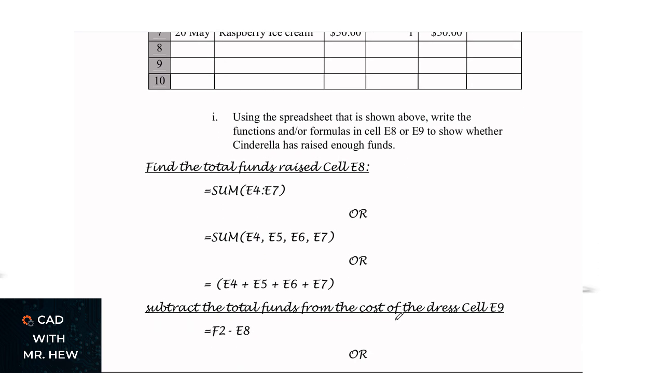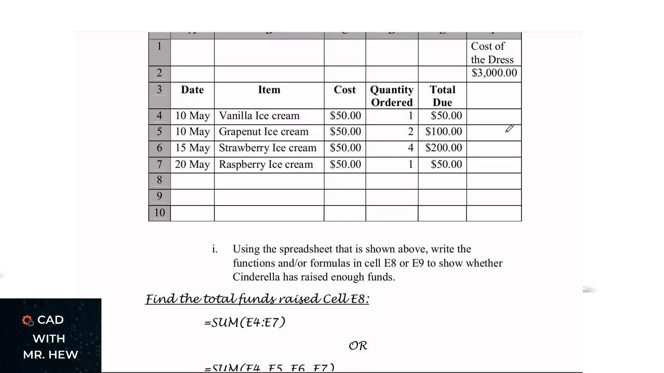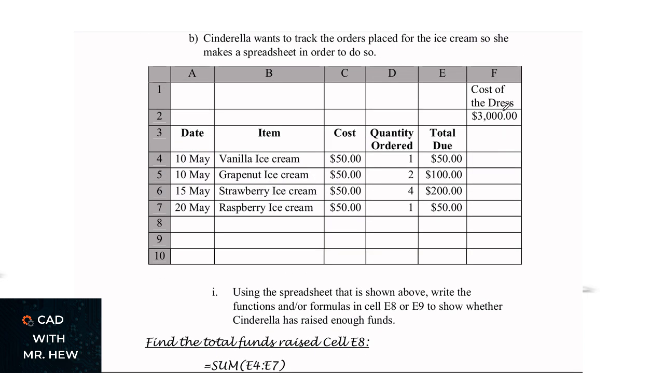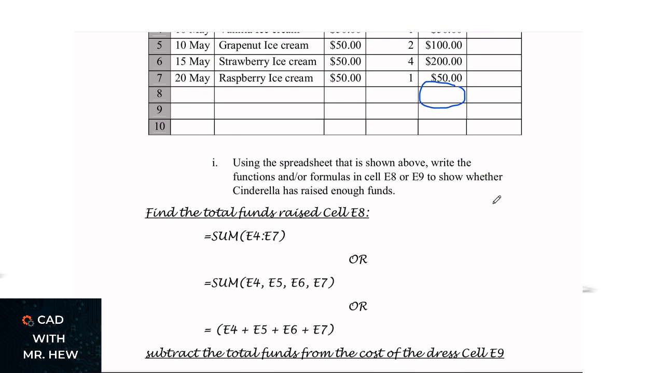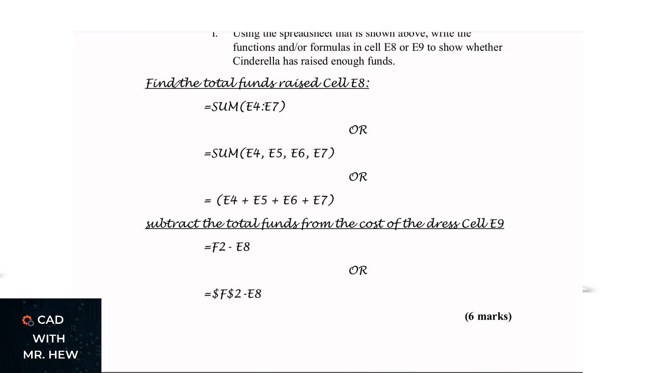Okay, so for the first step, we want to find how much money was raised from the selling of ice cream. So in E8, which is right here, we need the answer there. So the correct answers are: find the total funds raised.